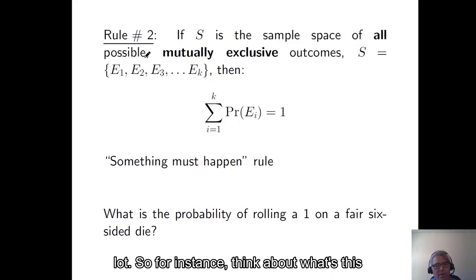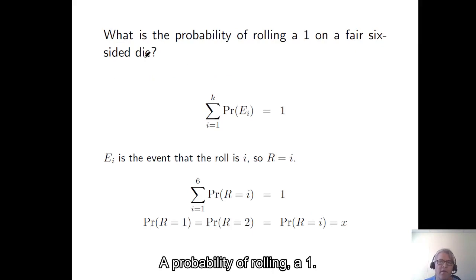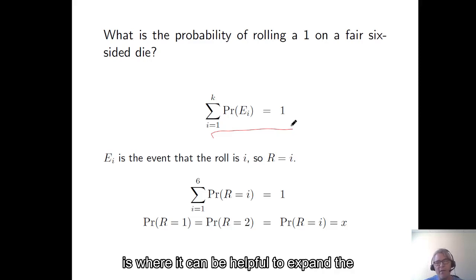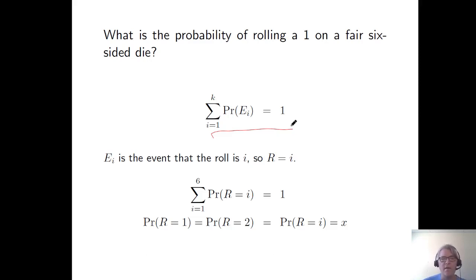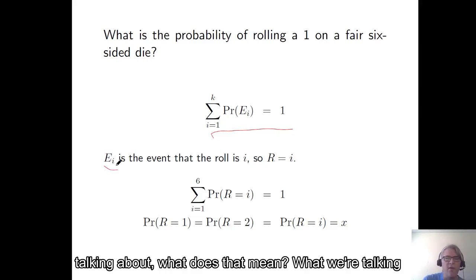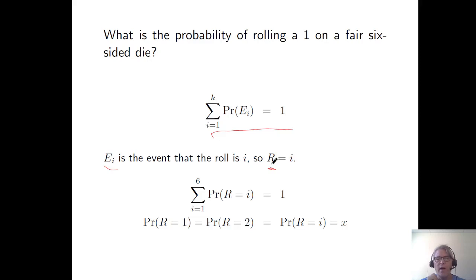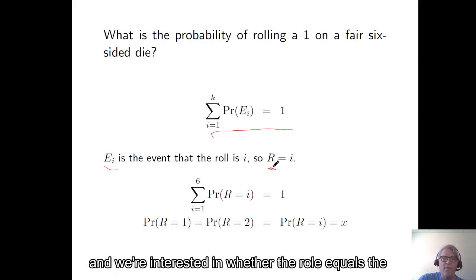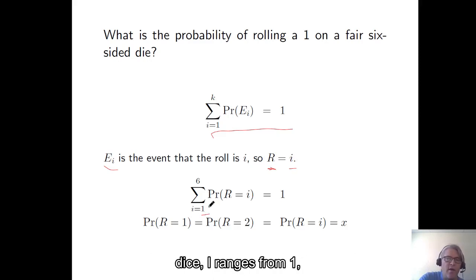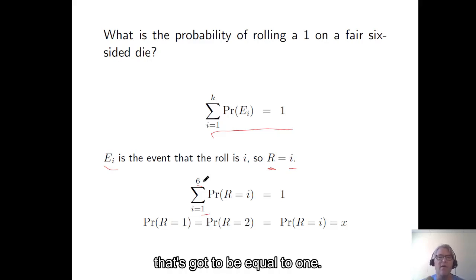So for instance, think about the probability of rolling a 1 on a fair 6-sided die. Well, the probabilities have all got to add up to 1. And this is where it can be helpful to expand the notion of how we denote events. Take some event i, what does that mean? We're talking about rolls of a die, so maybe we use R as the random variable, the result of a random trial, and we're interested in whether the roll equals the value i. With our die, i ranges from 1 up to 6. So we do a summation from 1 up to 6 of the probability of each of those rolls, and that's got to be equal to 1.